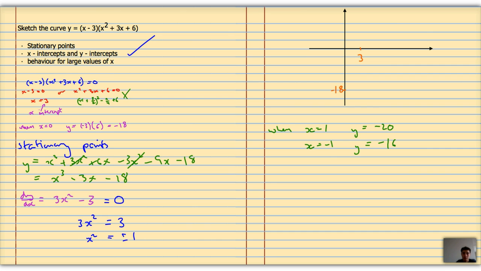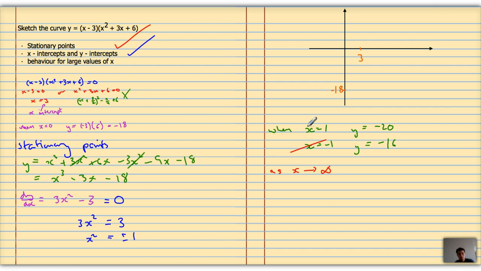Now you may think we need to determine whether these are minimum or maximum. We could, but we don't necessarily have to, because what we can also do is, having worked out the stationary points, we can work out the behaviour for large values of x, and actually for really small values of x. So let's look at as x tends to infinity, i.e. for very big values of x.